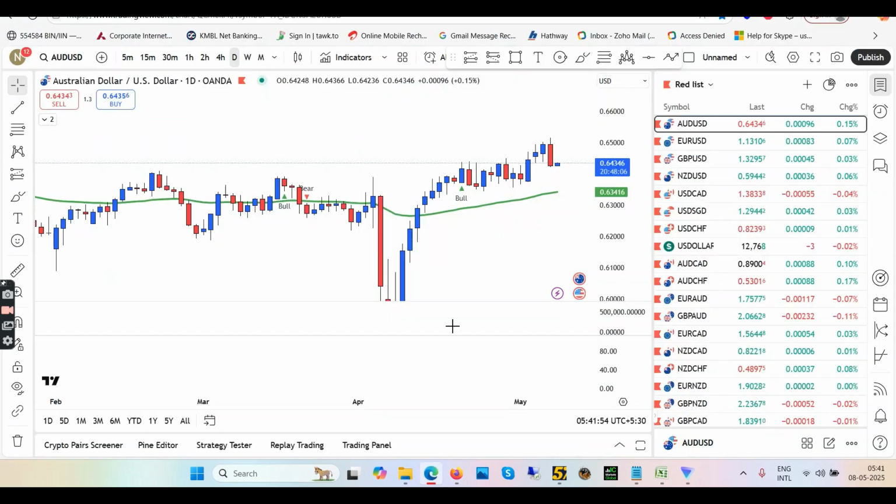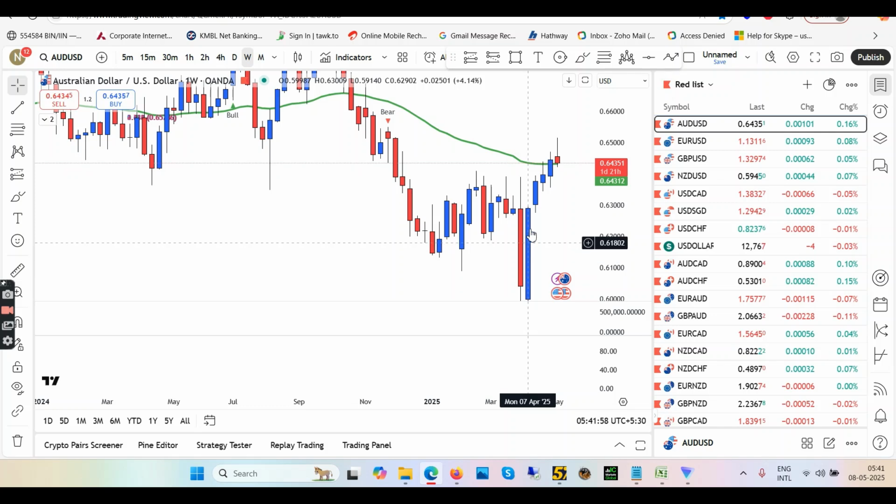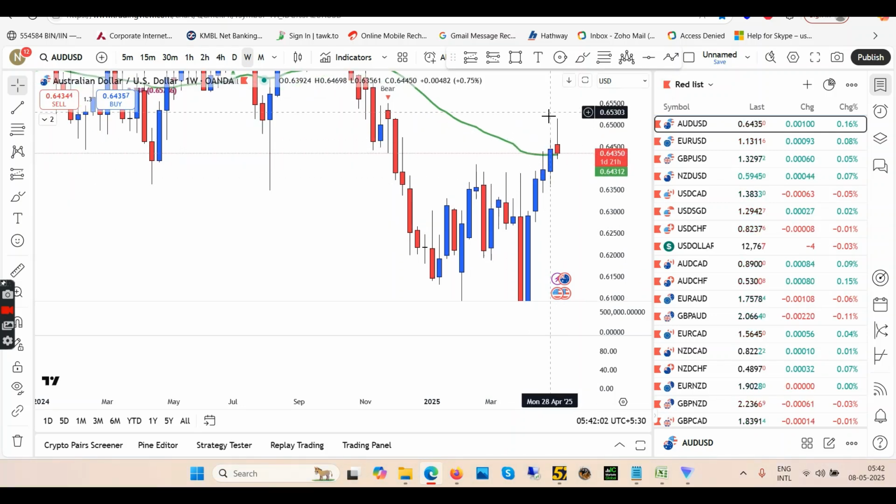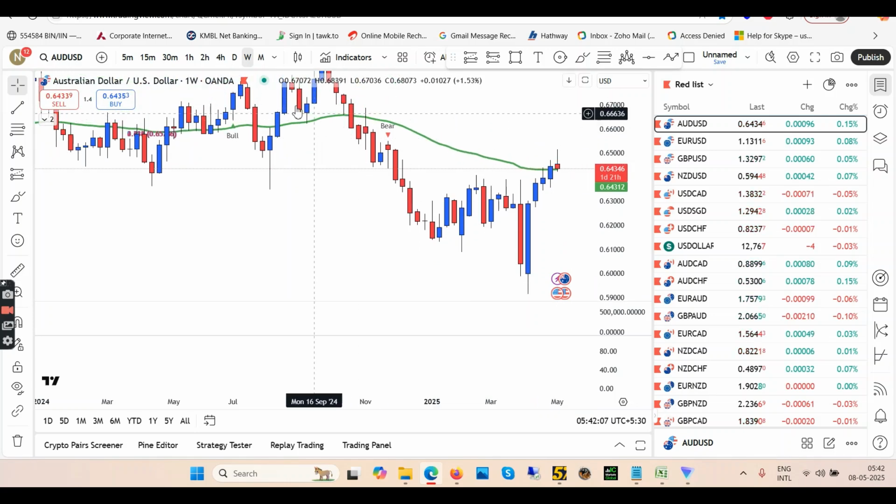So let's come back to AUDUSD, starting with the weekly time frame. We had been going up and now we have a red candle pushing down. You can see we have a rejection here, so sellers are coming into the market. This merely can be a pullback.